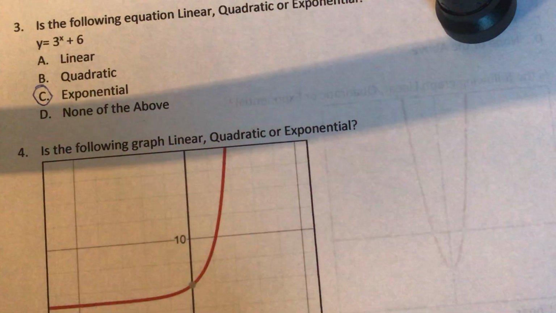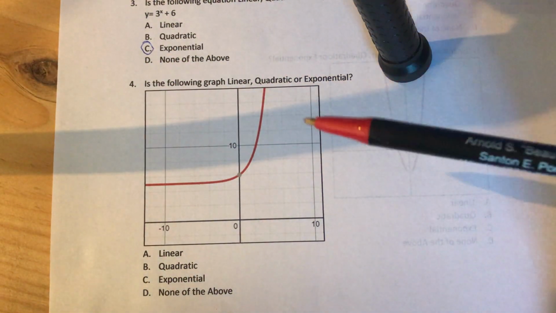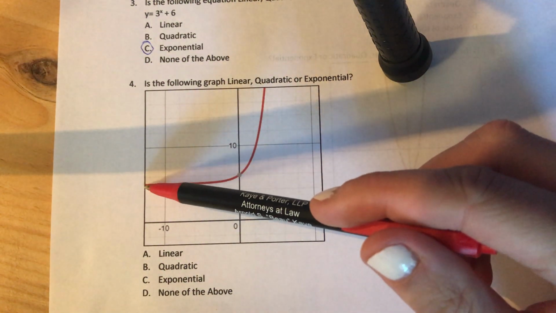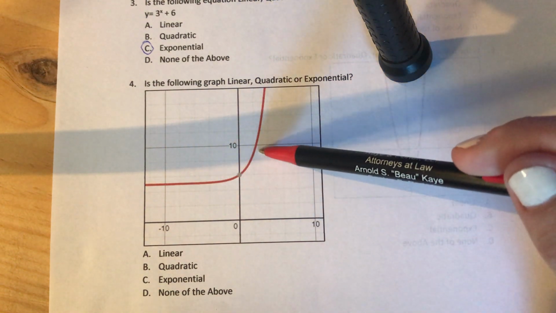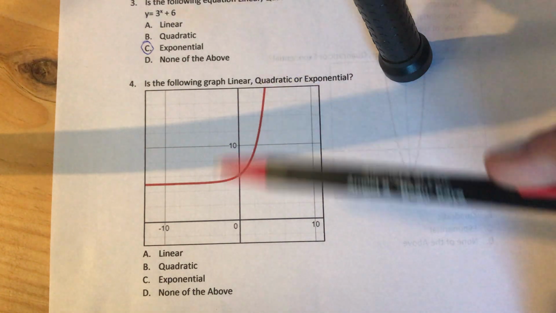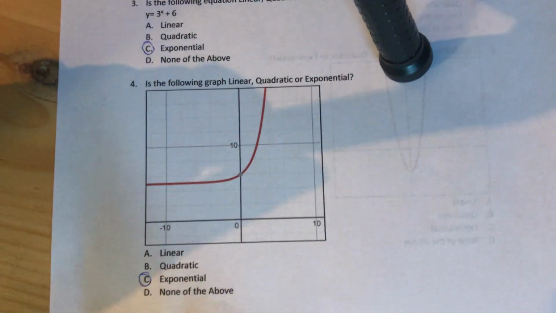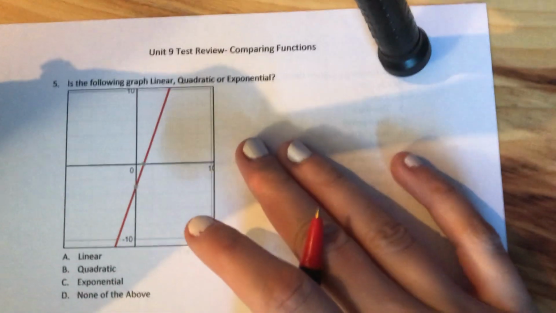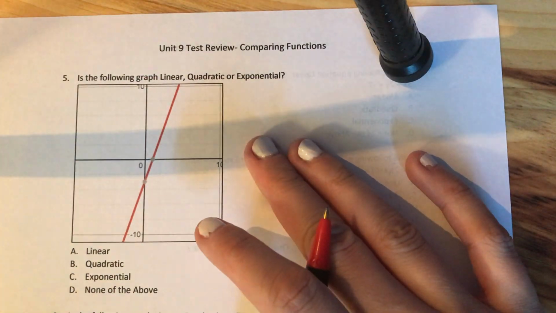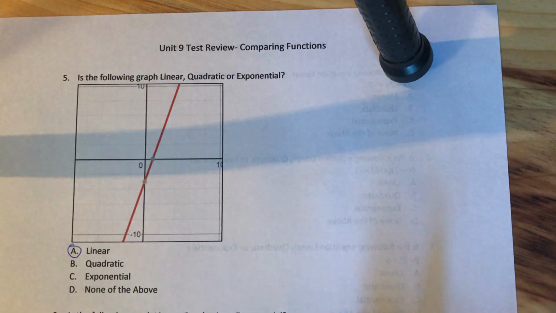So is the following graph linear, quadratic, or exponential? So let's look at this. See if I can zoom out. Yeah, look at that. Okay. So if we have a graph and it's really, really slow, like it's not really going up much, and then it suddenly takes a strong incline, we know that that is an exponential equation. All right, this next one is a line. So we can determine that this graph right here would be a linear graph. Okay, pretty straightforward.